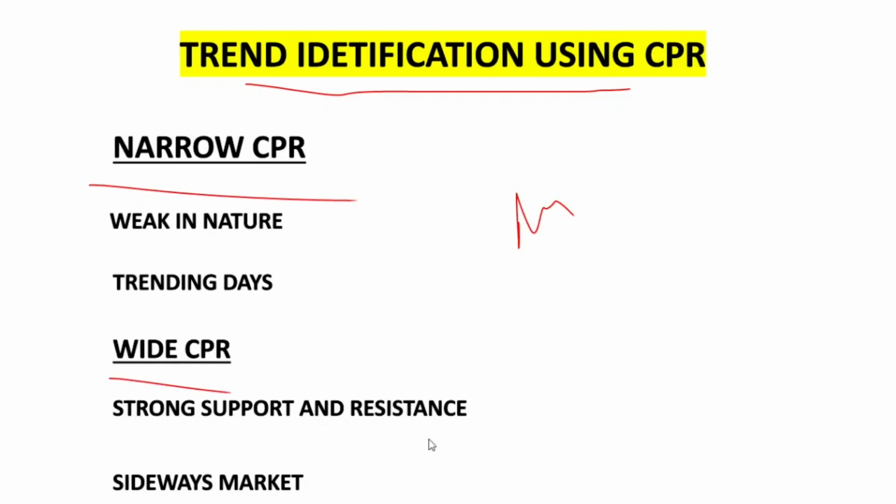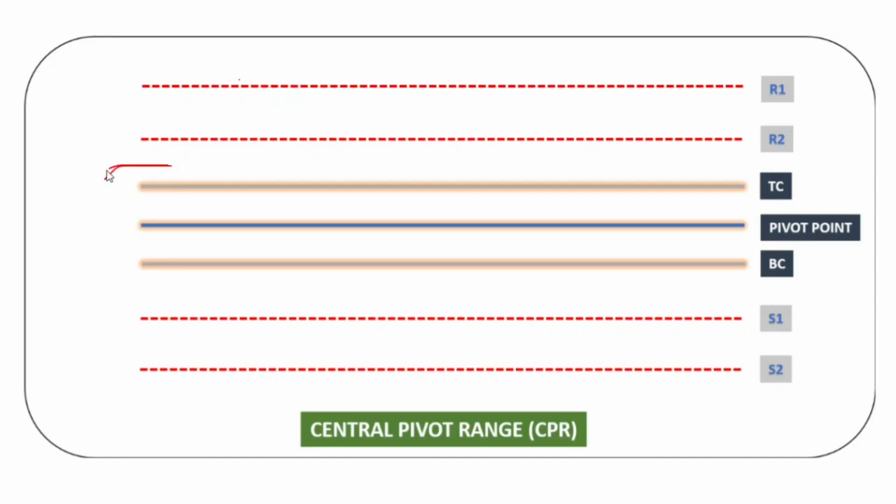So what is narrow CPR? As I told earlier, CPR looks like this in your chart. CPR will be this range, the central pivot range. What happens in narrow CPR is that the top CPR, central pivot range, and bottom CPR, these three lines, will be very close. So this is how CPR looks in your chart when narrow CPR appears.